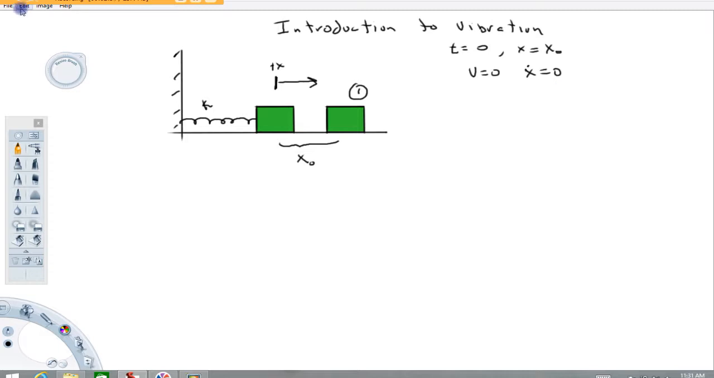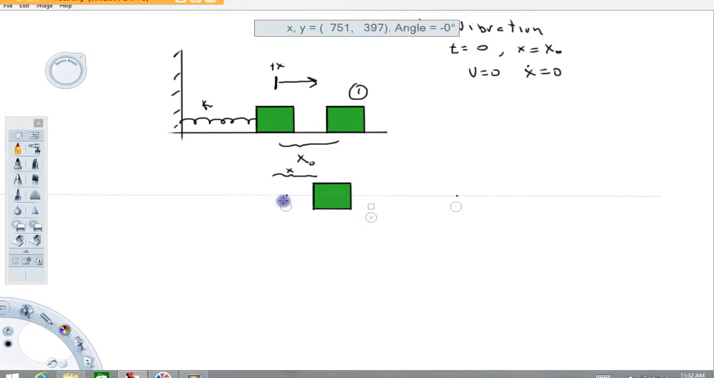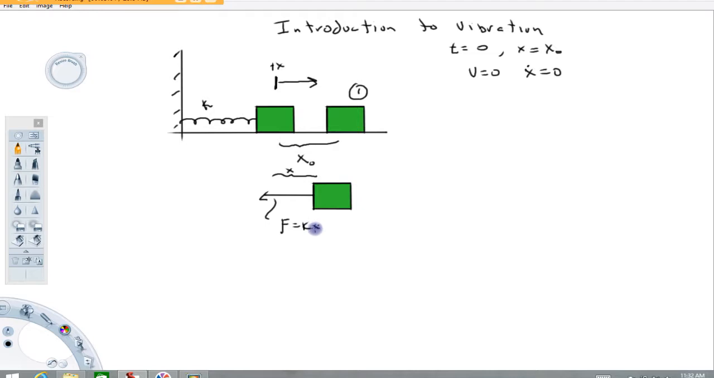What I'm going to do here is imagine this object at an arbitrary location, and I'm going to put the picture down here, somewhere in between. I'm going to say that the displacement now is what I'm just going to call x. And again, it's important to realize this would be a function. The spring would be applying a force in this direction, and that force, by Hooke's law, is proportional to x.